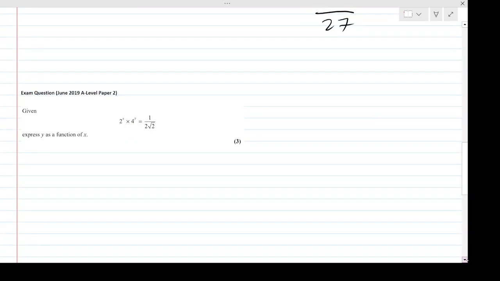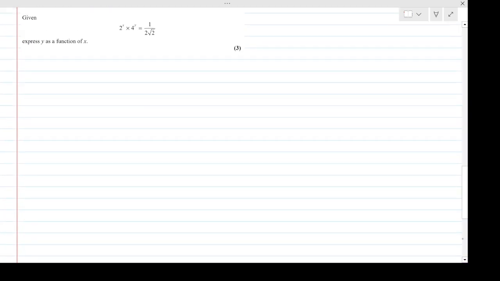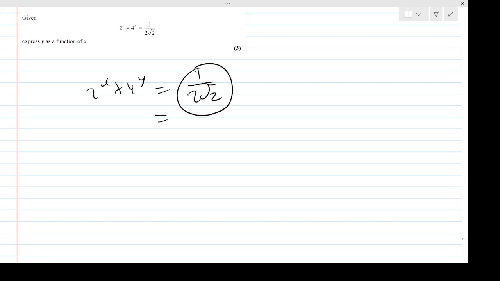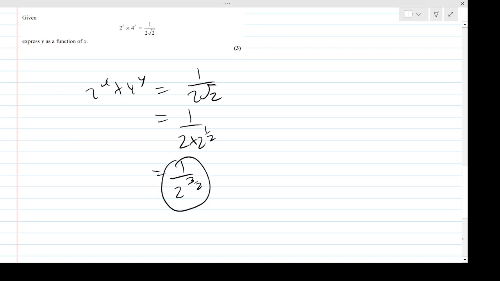Okay, now we've got an exam question. Let's have a look at this. We are given that 2 to the x times 4 to the y is 1 over 2 root 2. Express x as a function of y. Well, firstly, we can simplify this bit here. 1 over 2 root 2 is 1 over 2 times 2 to the half. That'd be 1 over 2 to the 1 times 2 to the half. We add the powers to get 2 to the 3 over 2. Then this is a reciprocal, so that'd be 2 to the minus 3 over 2.